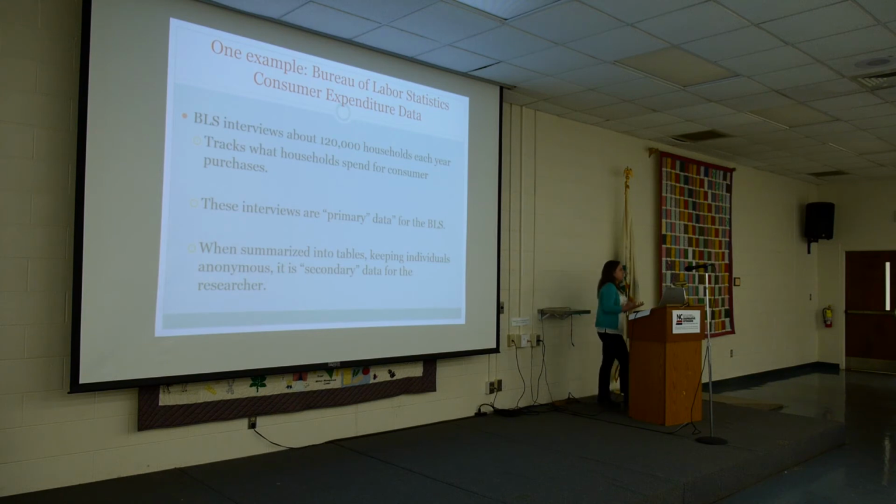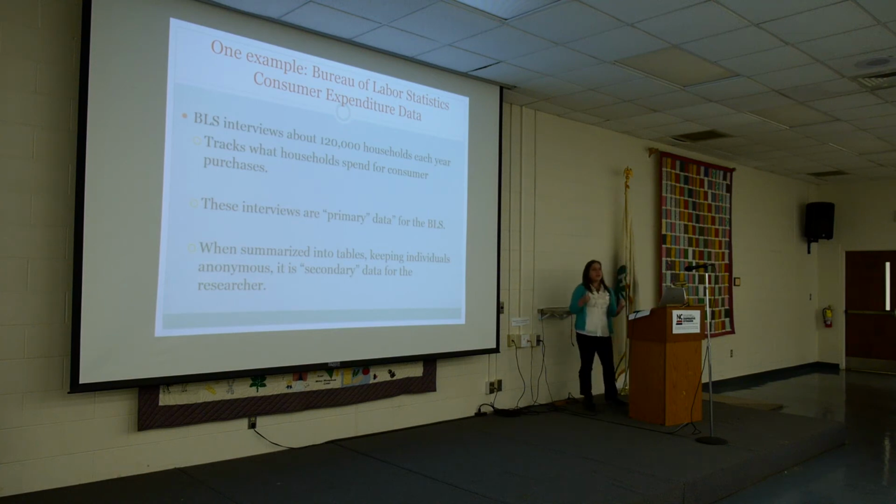So I'm kind of using this to transfer into Module 3 as well. So for the Bureau of Labor Statistics, they're the ones that are out there surveying, they're the ones that wrote the survey. That's their primary data. But if you use that data, it's secondary data for you. And so when summarized into tables, keeping individuals anonymous, it is secondary data for the researchers. So that's a little bit of what Dave got to there, right?